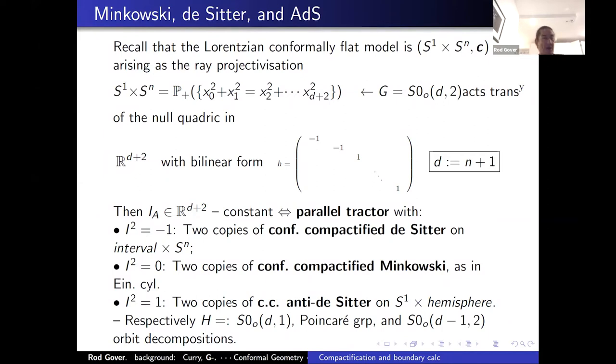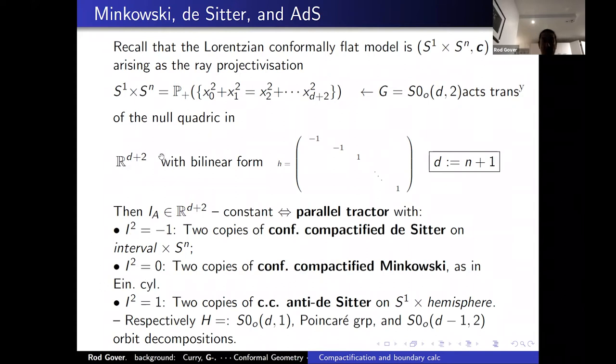Just before we do that, once again, a word from our sponsor, since this has got to do with relativity. How do we get the compactifications of Lorentzian signature things? Well, you just do the same thing with the flat model there. So remember the Lorentzian flat model was S^1 cross S^n, arising as a ray projectivization, where you just use this slightly different bilinear form on R^(D+2). And then everything works as above. If you take a covector constant, which will give a parallel tractor, then if this thing has negative length, it splits this S^1 cross S^n into two copies of compactified de Sitter. Okay, so what the zero locus does is snip this S^1 into two intervals. And so that gives you the two copies of compactified de Sitter. It's easy to check using coordinates that you get the usual picture of de Sitter.